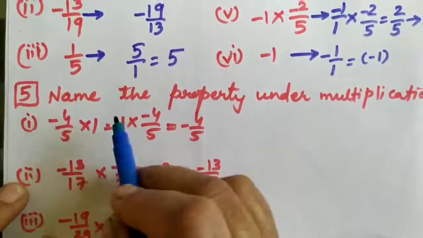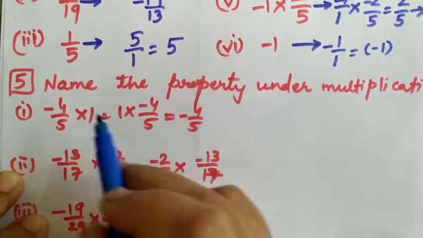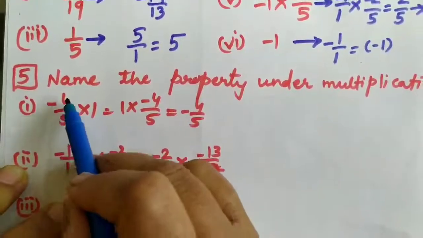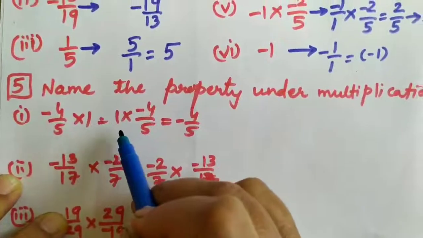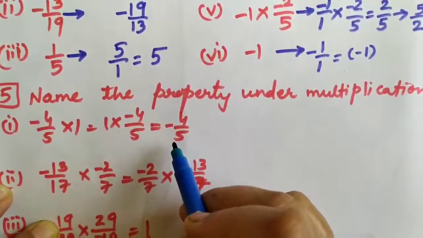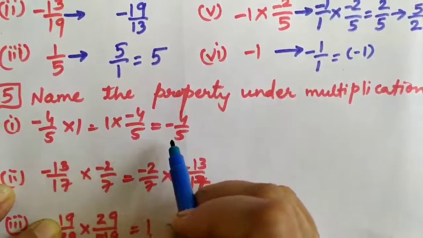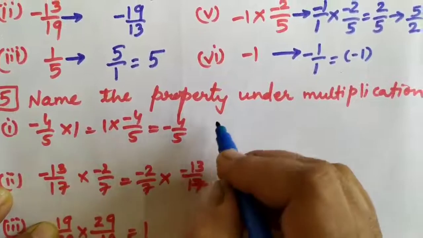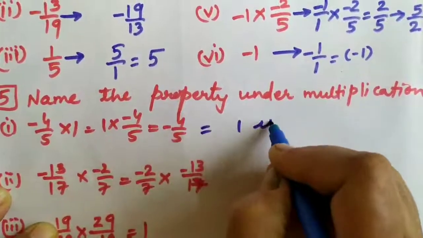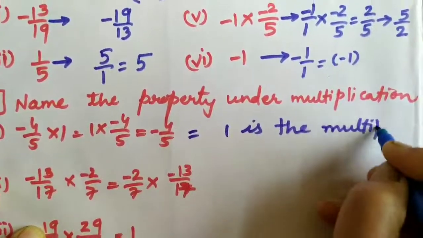Next question is name the property under multiplication. We have to identify the property. Now here the first question is minus 4 upon 5 into 1 equal to 1 into minus 4 upon 5 equal to minus 4 upon 5. Here we can see that when we multiply 1 with any number, the answer remains the same. So this property is: 1 is the multiplicative identity.